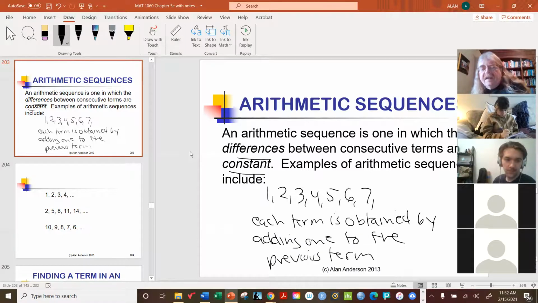And I think you'll agree that that means they have a common difference. The common difference then is 1. And therefore, this qualifies as an arithmetic sequence. Oh yeah, we don't want to forget the dots. This goes all the way up to positive infinity.